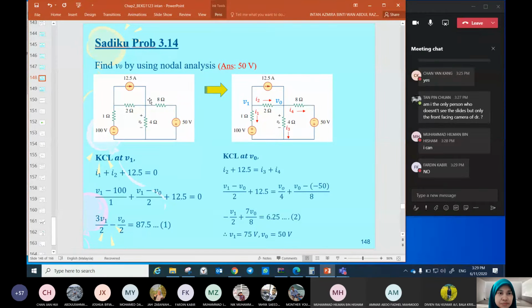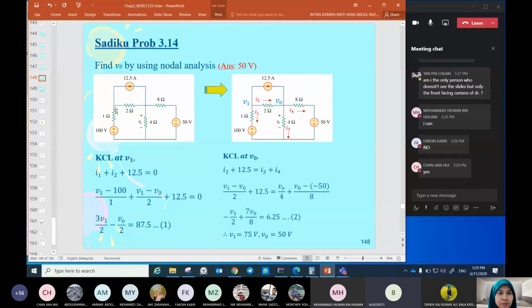Okay, this is the next question. Find V0 by using nodal analysis. V0 is the voltage drop across 4 ohm. Can you see my screen? Yes, Doctor, yes. Now we determine the nodes in this circuit. We should have only 2 nodes. Let's name it as V1 and V0, because V0 is here. So just use this notation. We apply KCL at each node.